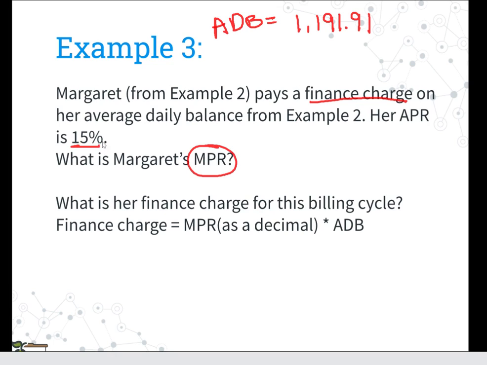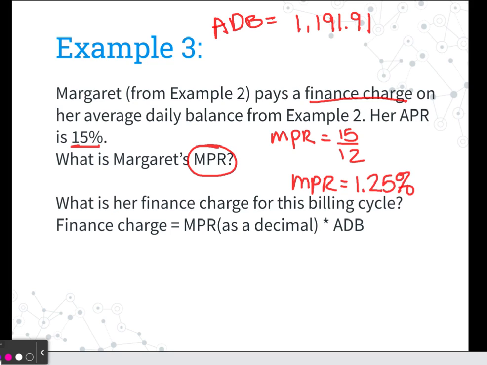So the APR is 15%. So the MPR is going to be taking 15 and dividing it by 12 to convert it to our monthly amount. And so that is 1.25%. And finance charges. So finance charges are calculated by, this is the formula here. We take the MPR as a decimal and we multiply it by the average daily balance.